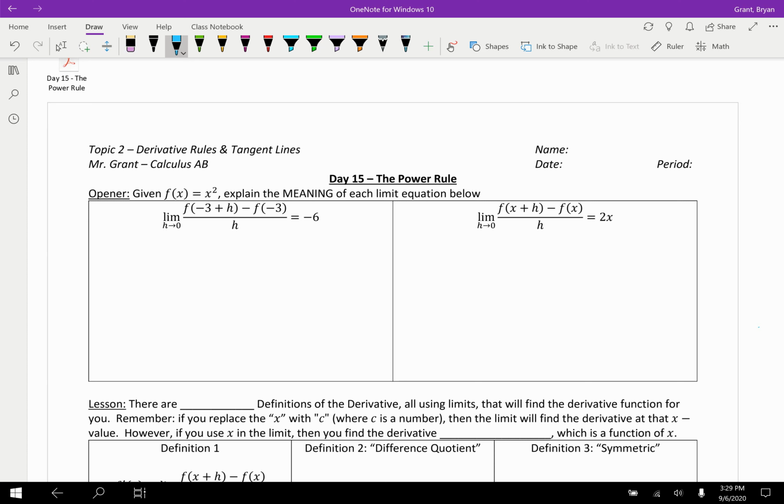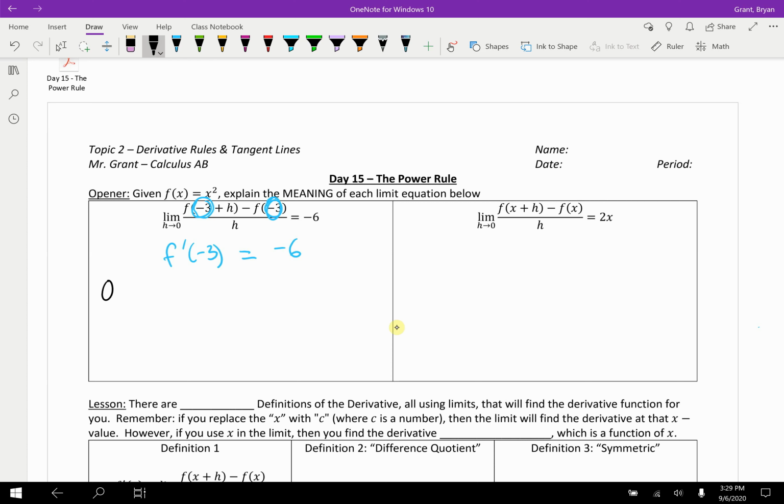Alright, we're back together. Let's take a peek. This first one is our definition of the derivative with x replaced with -3. So that tells us that we're going to be finding f prime of -3. And they give us, of course, that the answer is -6. So what does this tell us about the original graph f of x?